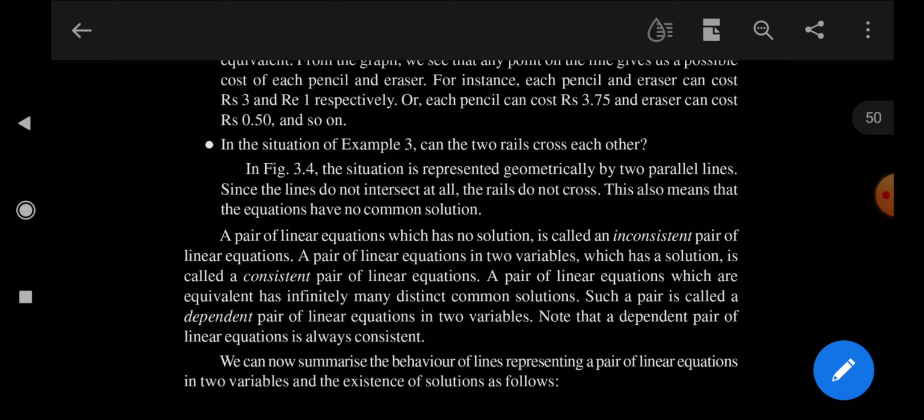A pair of linear equations which are equivalent has infinitely many distinct common solutions. Such a pair is called a dependent pair of linear equations in two variables. Note that a dependent pair of linear equations is always consistent. We can now summarize the behavior of lines representing a pair of linear equations in two variables and the existence of solutions as follows.